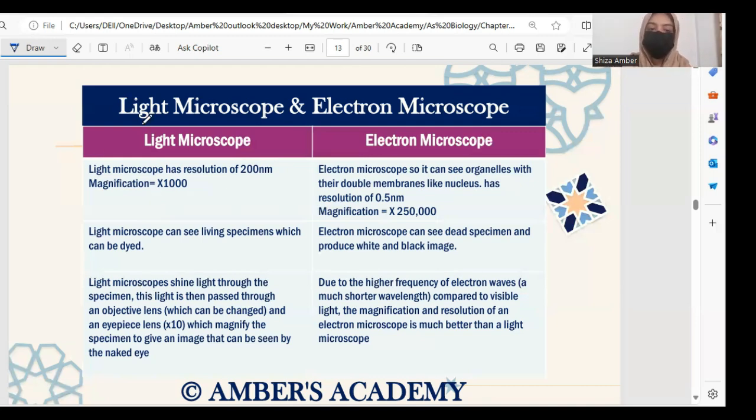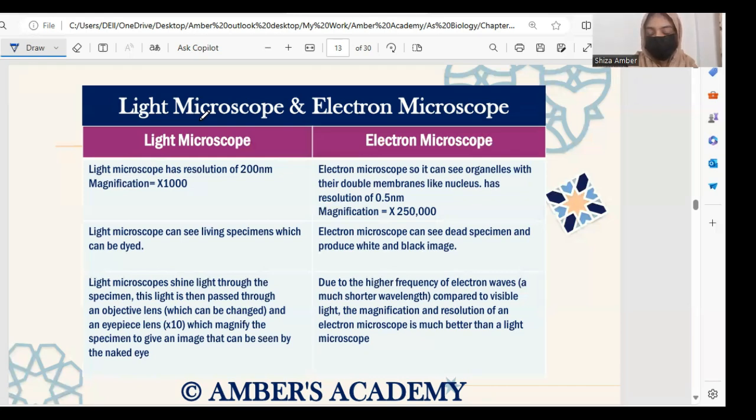So, are you aware of the light microscope? It's simple. Have we seen a microscope? We know what a microscope is. Yes. It is used in the biology lab. Okay. So it is used in the biology lab, and why do we use it?